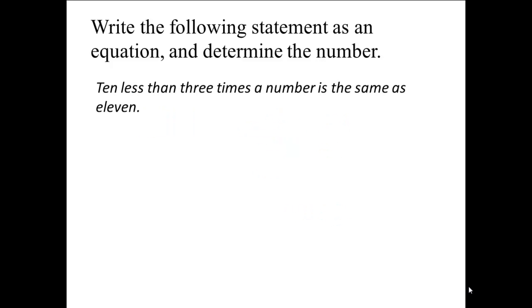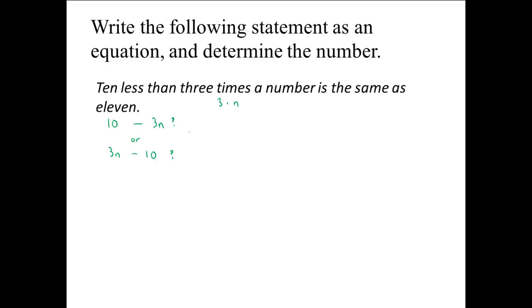10 less than 3 times a number is the same as 11. Less than indicates subtraction, but are we going to have 10 subtract 3 times a number, so 10 minus 3n, or 3n minus 10? Subtraction is not commutative, so the order in which we write the subtraction problem makes a difference. Pardon the pun. So which of these is correct?